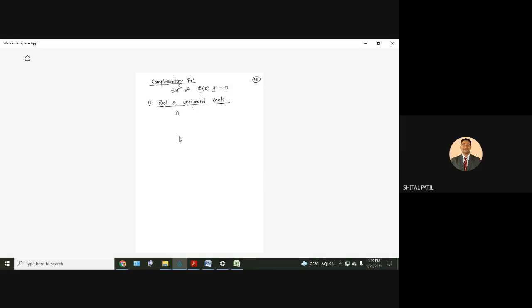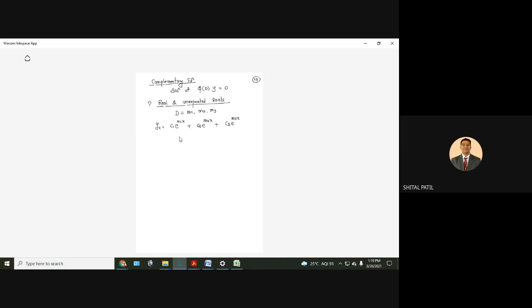Okay, so say D equal to m1, m2 and m3. What are they? They are real numbers and they are not equal. So tell me, what is the solution? What is y of c? c1 e raised to m1x, c2 e raised to m2x, right? And c3 e raised to m3x.